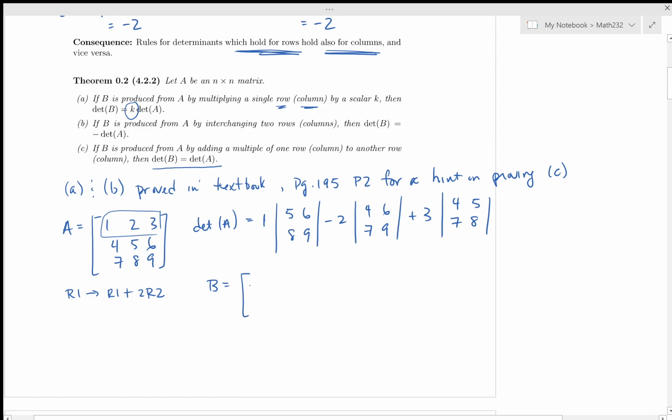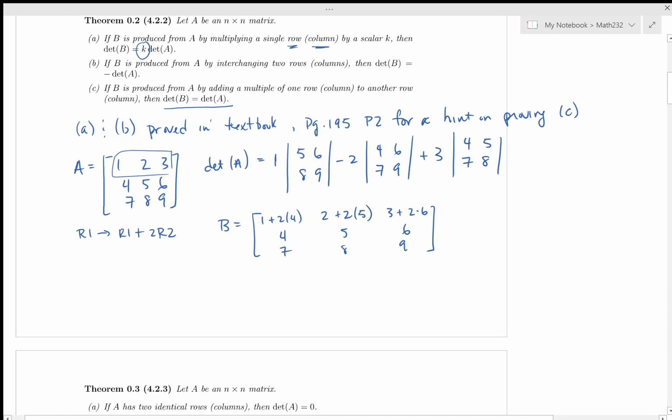It's going to be itself plus 2 times row 2. So this entry will be 1 plus 2 times 4. I'm going to leave them like this so that I can get a sense of what's going on. So this one will be 2 plus 2 times 5, and then this one will be 3 plus 2 times 6, like that. And the other rows I'm leaving unchanged. So that's my new matrix B.